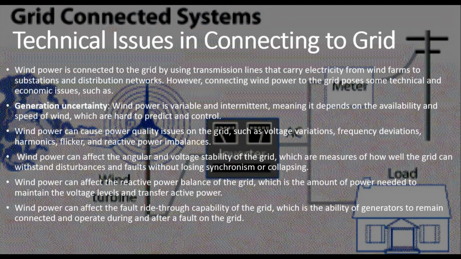Wind power can affect the angular and voltage stability of the grid, which are measures of how well the grid can withstand disturbances and faults without losing synchronism or collapsing. Wind power can affect the reactive power balance of the grid, which is the amount of power needed to maintain the voltage levels and transfer active power. Wind power can affect the fault ride-through capability of the grid, which is the ability of generators to remain connected and operate during and after a fault on the grid.